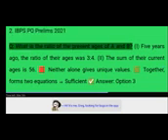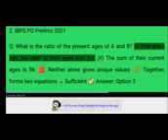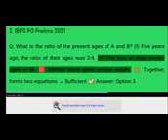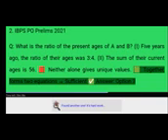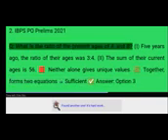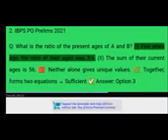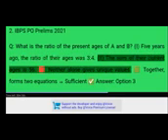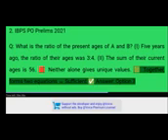2. IBPS PO Prelims 2021. What is the ratio of the present ages of A and B? I. 5 years ago, the ratio of their ages was 3:4. 2. The sum of their current ages is 56. Neither alone gives unique values. Together they form 2 equations, so sufficient.